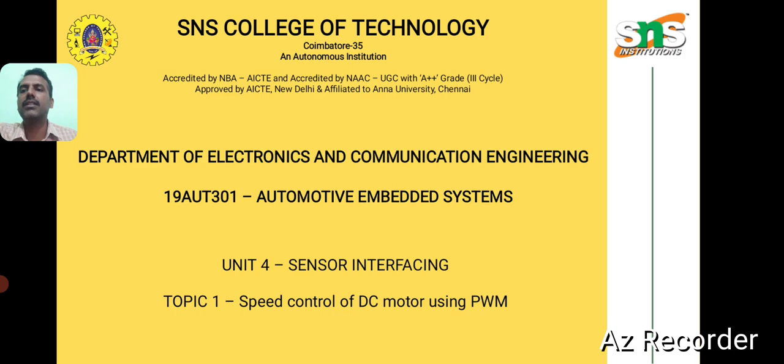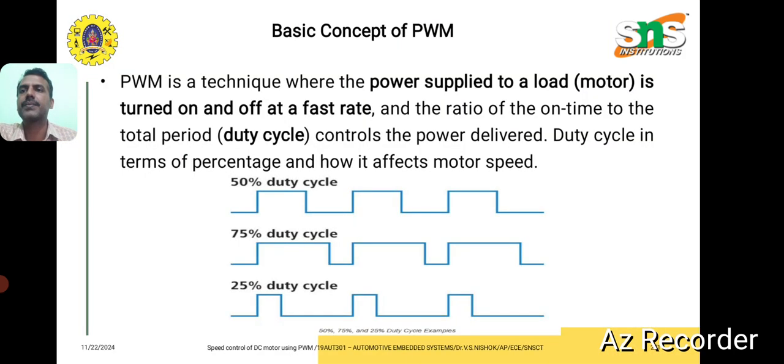Here we are going to see the topic speed control of DC motor using PWM. We are starting with the basic concept of PWM. PWM is a technique where the power supplied to a load is turned on and off at a fast rate, and the ratio of the on time to the total period controls the power delivered. Duty cycle in terms of percentage and how it affects motor speed is given in the below diagram.